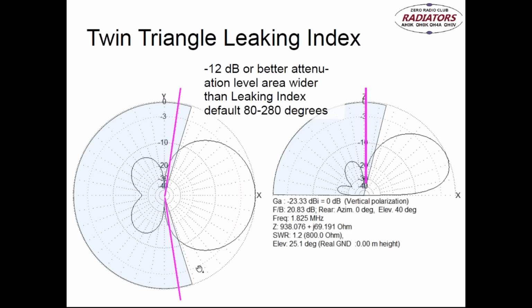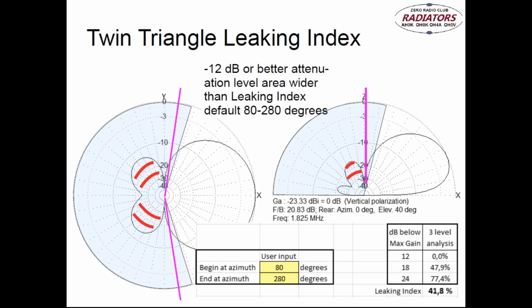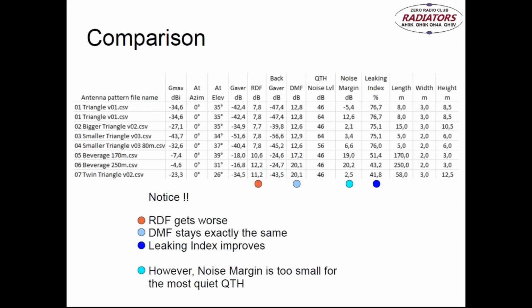And then the leaking index, this is the best part. So this kind of antenna shows really nice pattern. So 12 dB or better attenuation level is wider than the leaking index default 80 to 280 degrees. So this does not leak as much as the 250 meter long beverage. I repeat, this does not leak as much as 250 meter long beverage. And this is just a short, much shorter antenna. So leaking index is 41.8. So we're getting closer to a low kind of good numbers here.